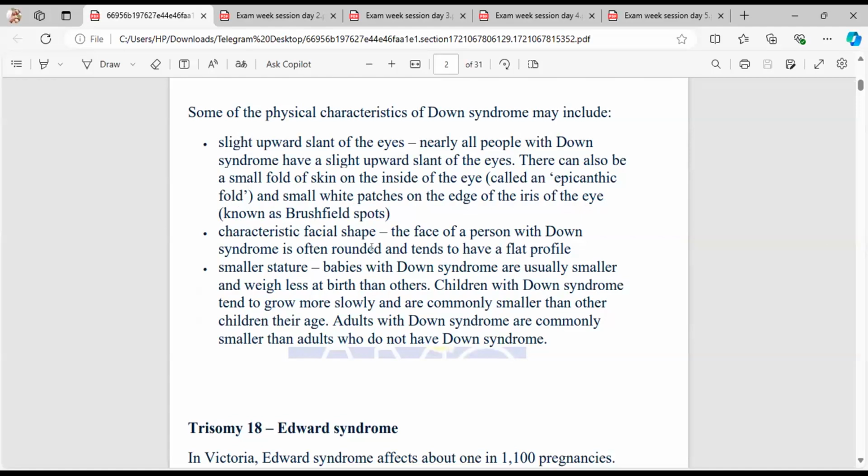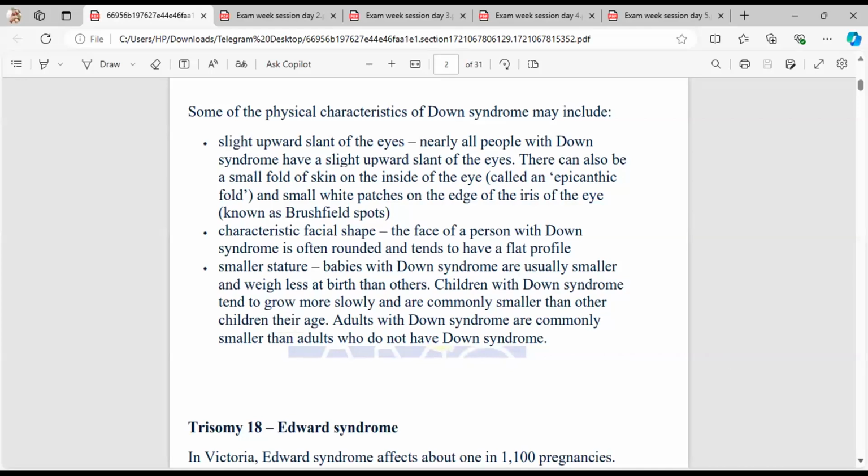Characteristic facial shape. The face of a person with Down syndrome is often rounded and tends to have a flat profile. Smaller stature: babies with Down syndrome are usually smaller and weigh less at birth than others. So these are the characteristic findings for Down syndrome.